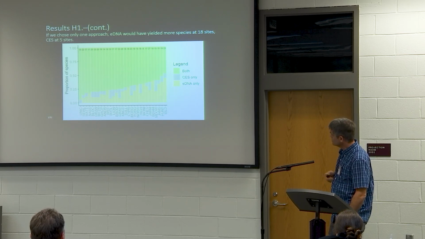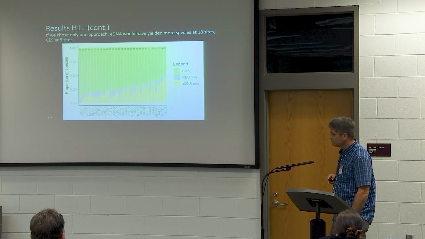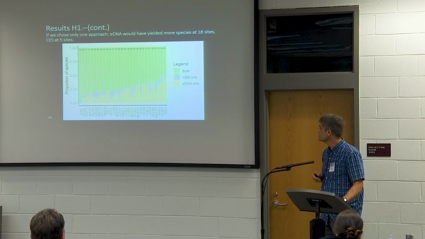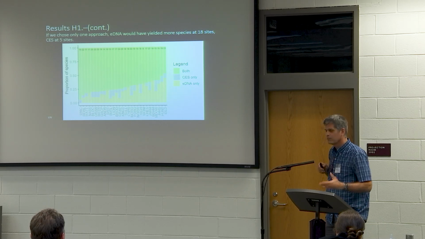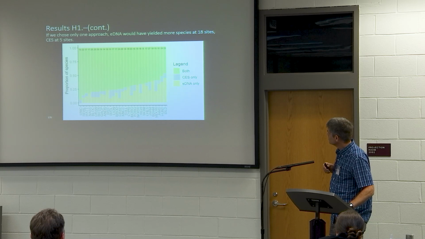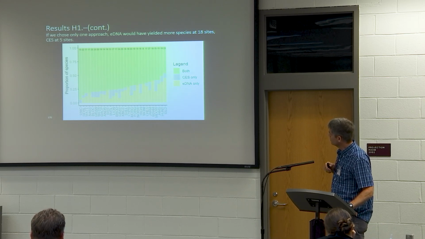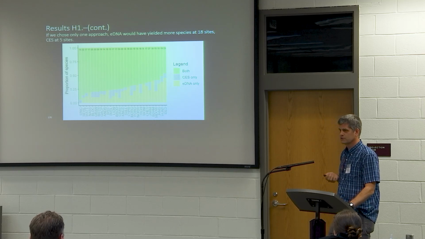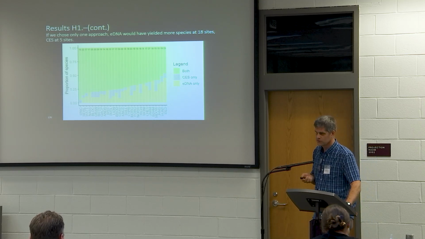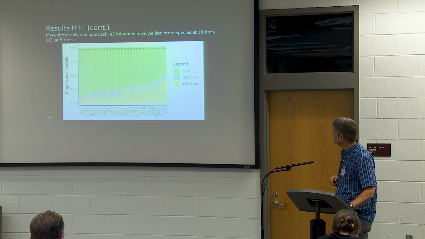The green bars, which I should have mentioned before, are where a species was detected by both methods. So there's a lot of overlap. They're both sampling the local fish community. But again, eDNA has the longer bars on 18 of these sites, and electrofishing has the longer bars on 5 of the sites, as I mentioned before.